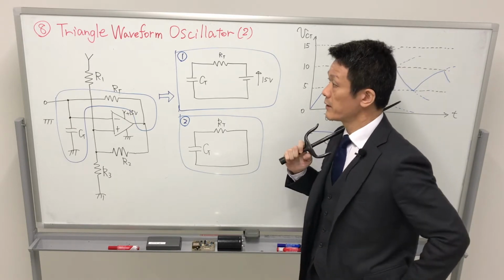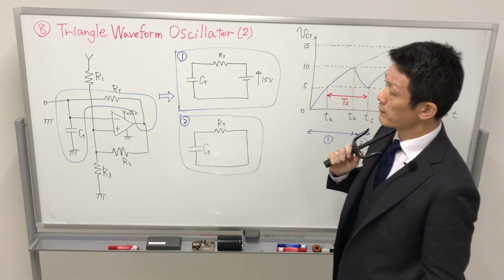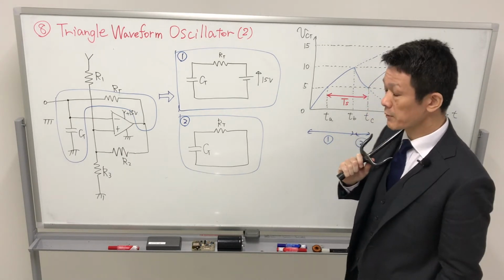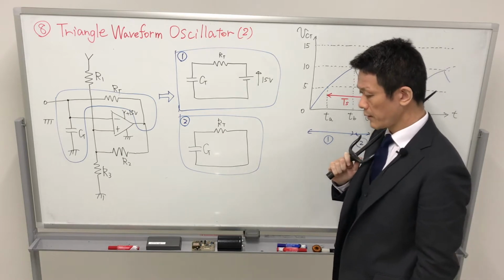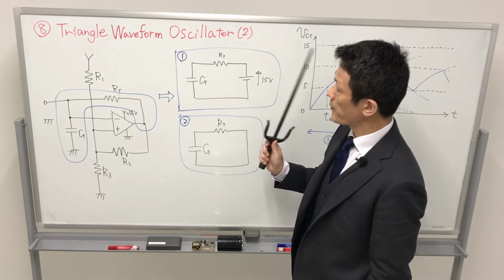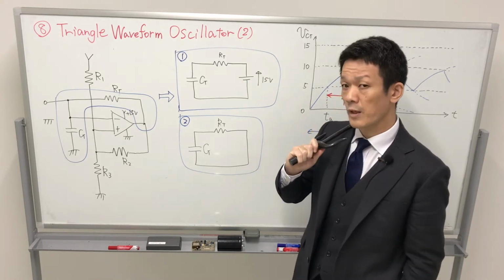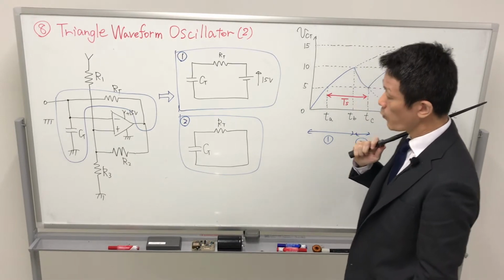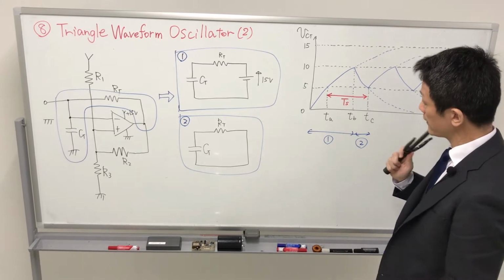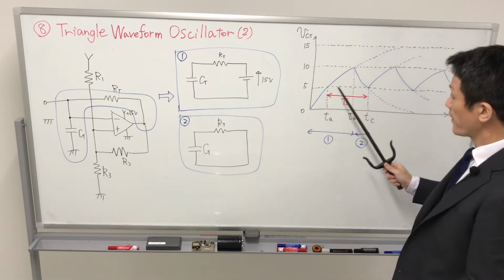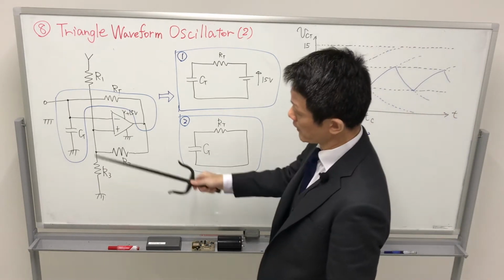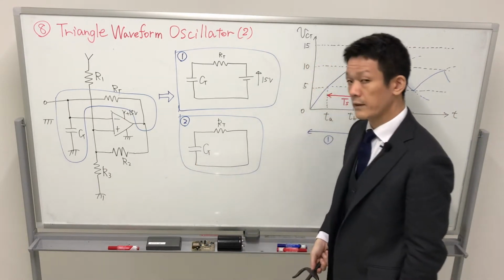Today's lecture is the 8th lecture, named Triangle Waveform Oscillator, second version. The last lecture was about the triangle waveform oscillator's operating phenomena, and we can analyze and understand why we can obtain the triangle waveform from this electric circuit.